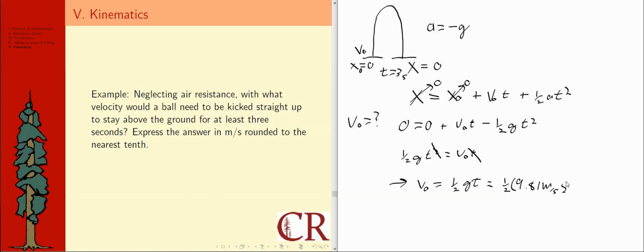Okay. And again, this is times 3 seconds here. And then I can go to my calculator, and you can look at all the units there. I've got meters per second squared times something in seconds, so that's going to be in meters per second. I put in 1/2 times 9.81 times 3 in my calculator. I get 14.715, but it says to express it in meters per second rounded to the nearest tenth, so I think I can round that off to 14.7, and write my units, meters per second.